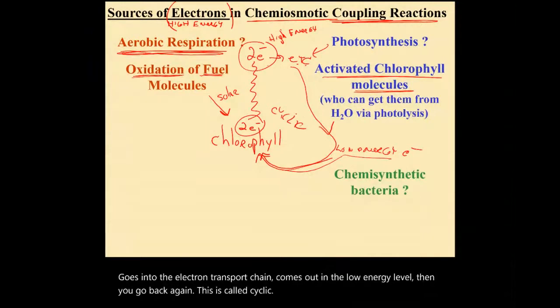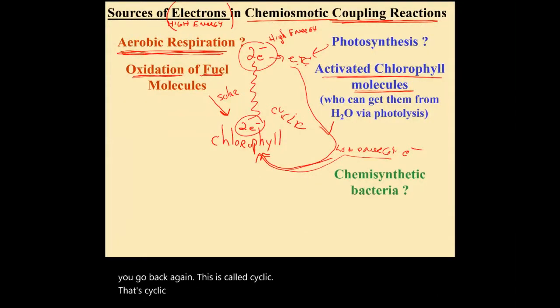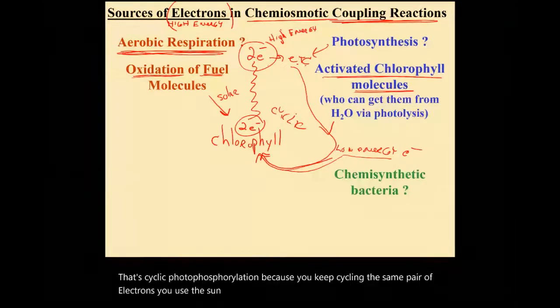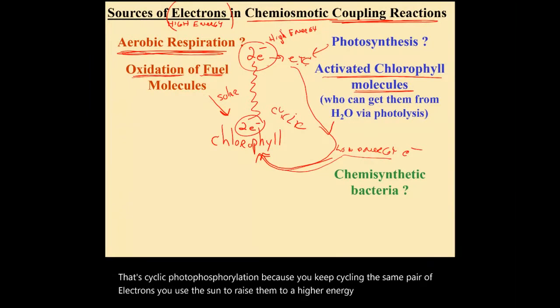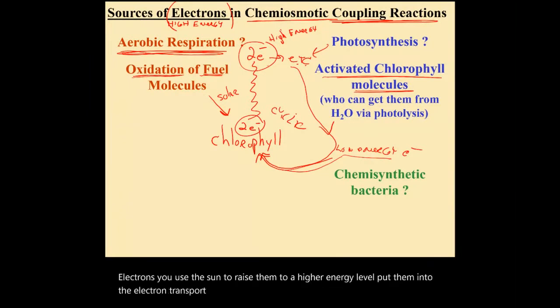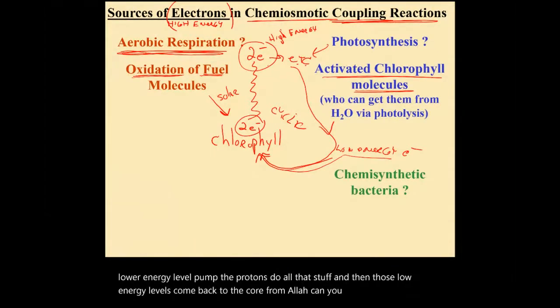That's cyclic photophosphorylation, because you keep cycling the same pair of electrons. You use the sun to raise them to a higher energy level, put them into the electron transport chain, let them do the chemiosmosis thing, move to a lower energy level, pump the protons, do all that stuff, and then those low energy levels come back to the chlorophyll molecule, and you do it all over again, okay?